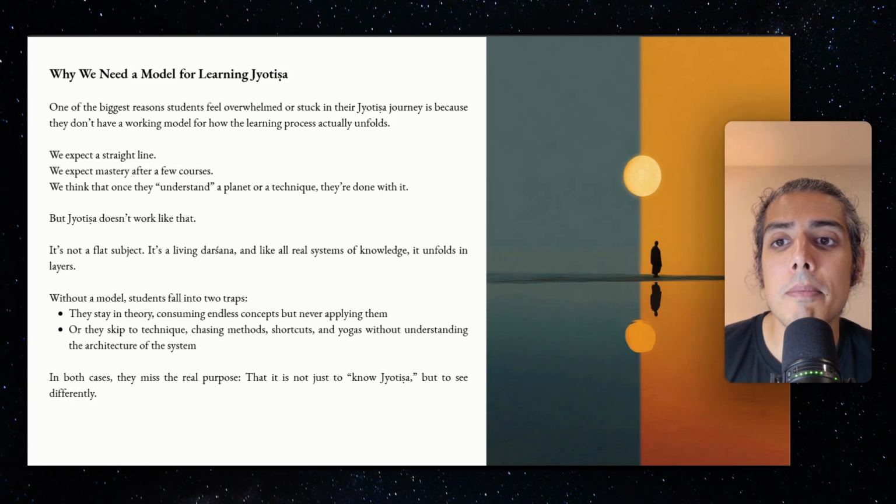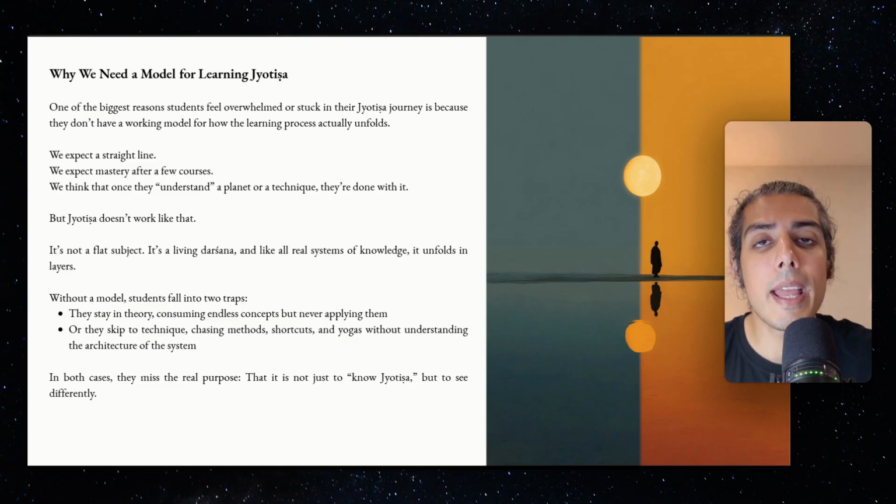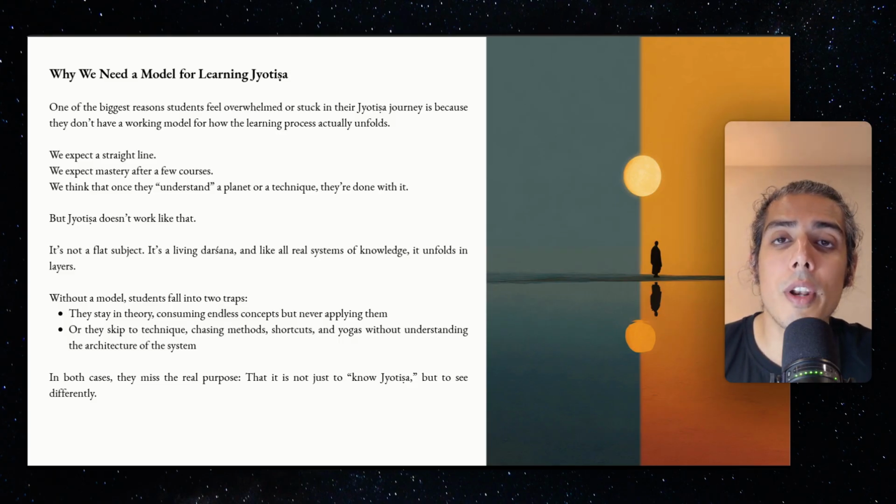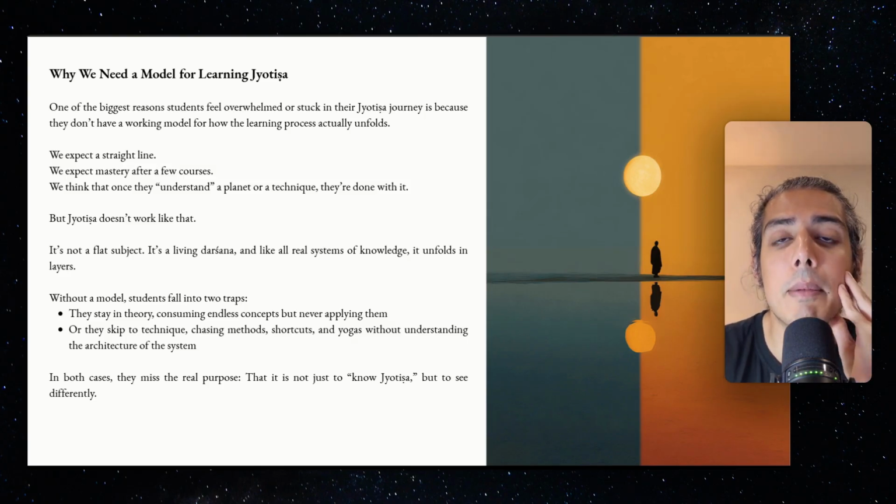So we expect mastery quickly. We don't know how much of it needs to be done, what mastery looks like actually. Is it even possible for a subject like Jyotish? We think that once we understand something, we are ready, right? And sometimes we are just in our own echo chamber. We think we understand, we know, and we start counseling and make blunders and cause more pain than healing to oneself and others. So Jyotish definitely doesn't work like this.